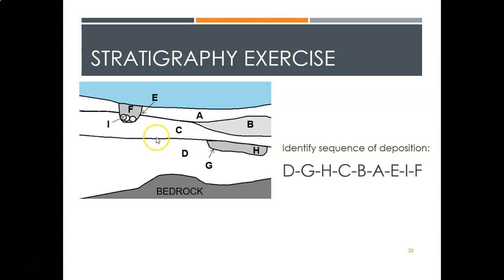Then again, we can look and see, okay, what other ones are clear? Well, we have this lens that is here represented by B, and then we have this whole strata referred to as A. Well, because A overlaps both B and C, that means B must be older than A, right? So that's the next part of our sequence. So we have D, G, H, C, B, A.